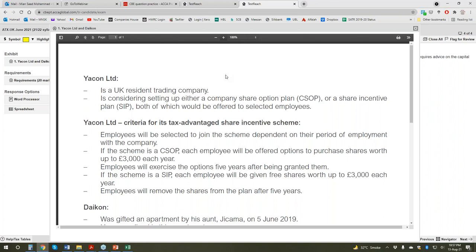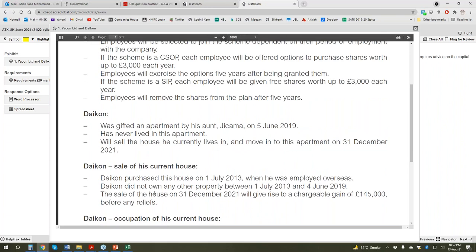If the scheme is a SIP, each employee will be given free shares worth up to 3,000 each year. Employees will remove the shares from the plan after 5 years, so they will withdraw them after 5 years. Daikon was gifted an apartment by his aunt Chikama on 5 June 2019 and has never lived in this apartment. He will sell the house he currently lives in and move into this apartment on 31st December 2021. So that is why he is selling the house in which he currently resides, and now he will be moving to the gifted apartment. So I guess this is the part that relates to the PPR and the letting relief.